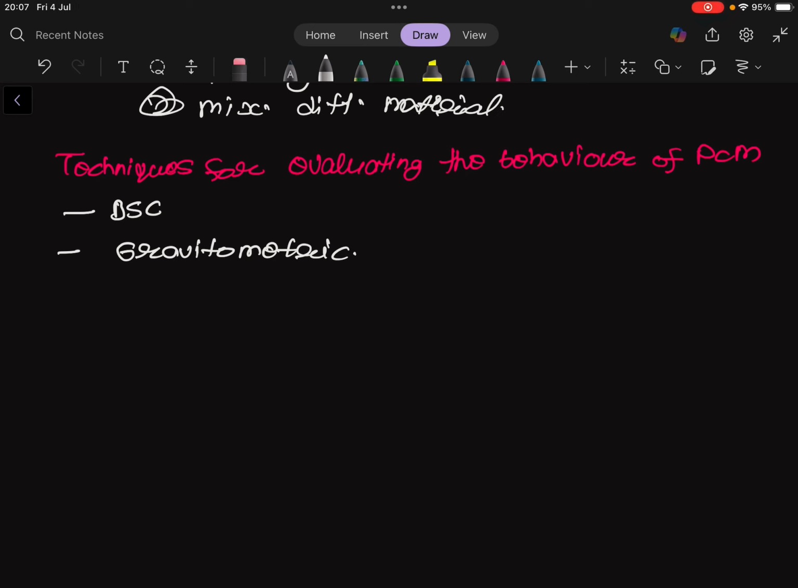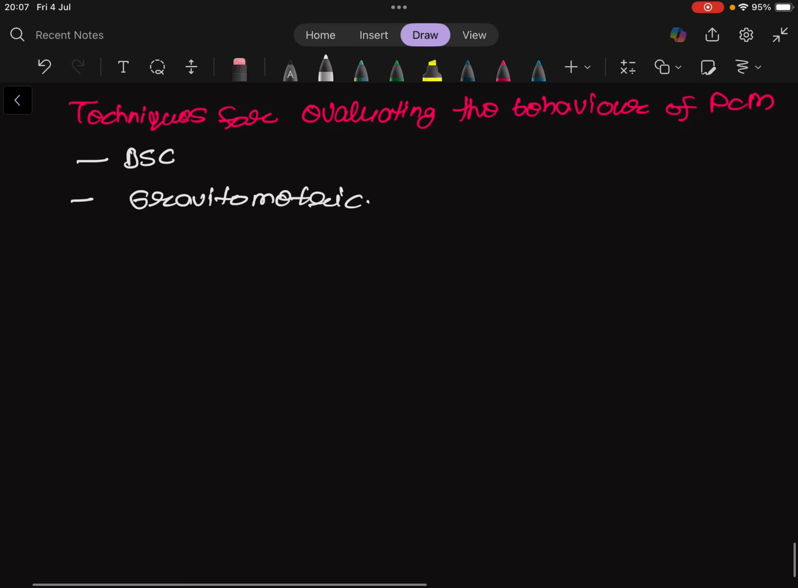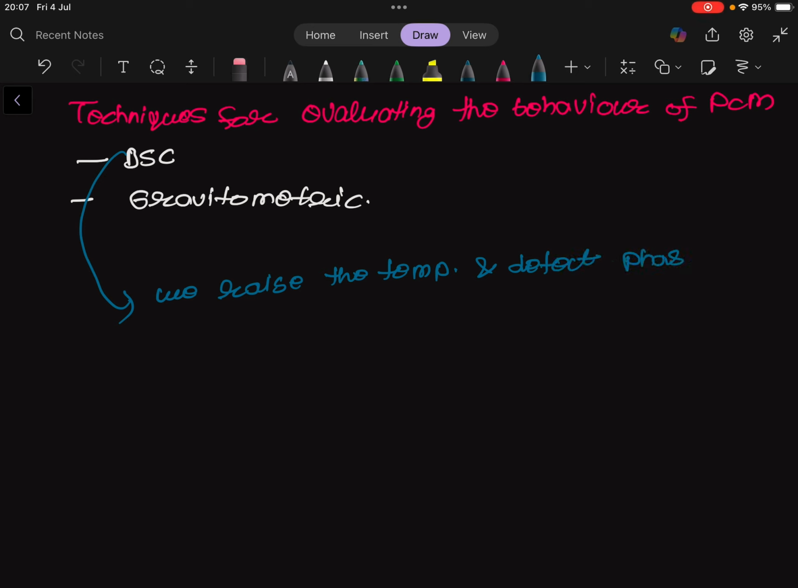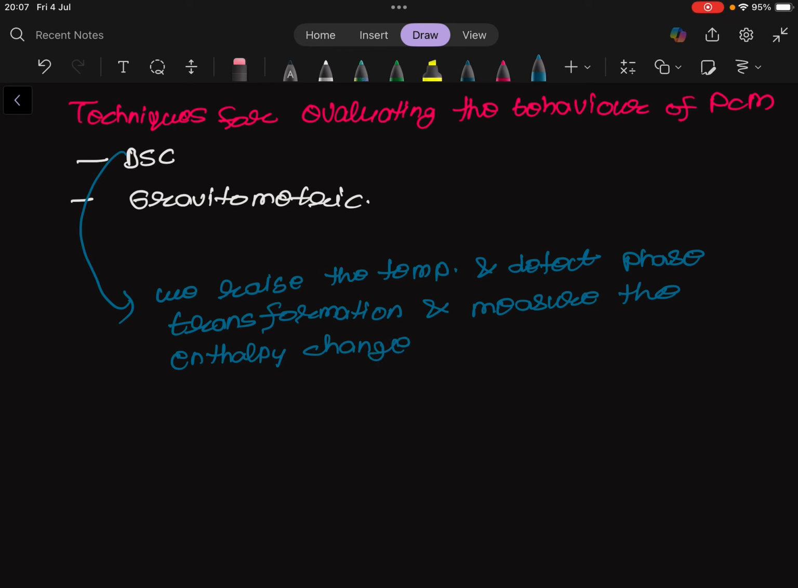By DSC we can raise the temperature and detect the phase transformation, and we can measure the enthalpy change provided by the transition.